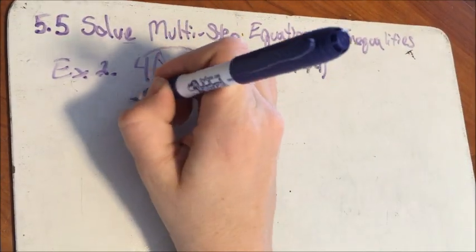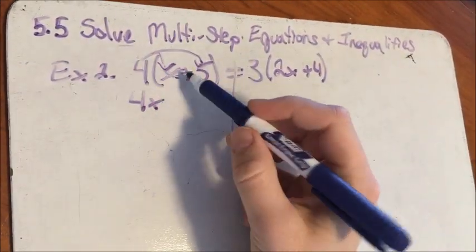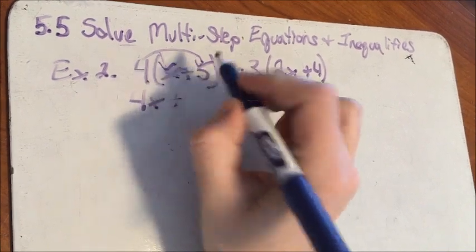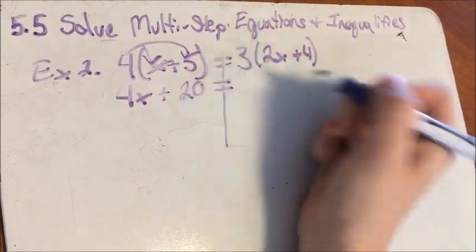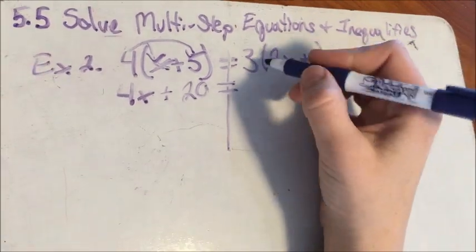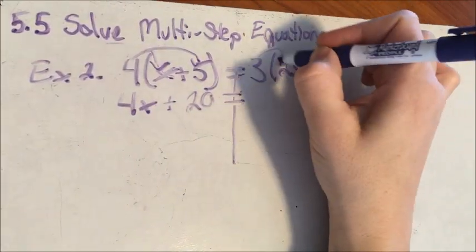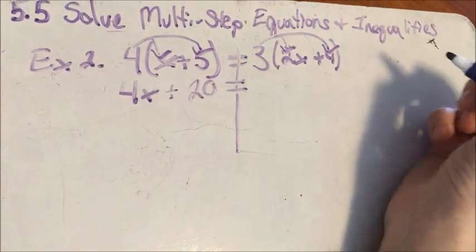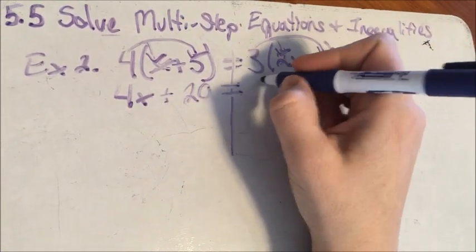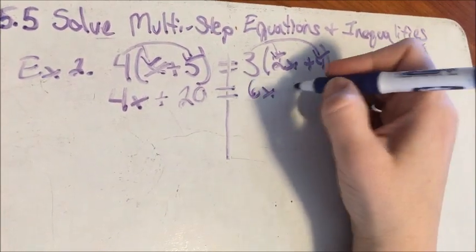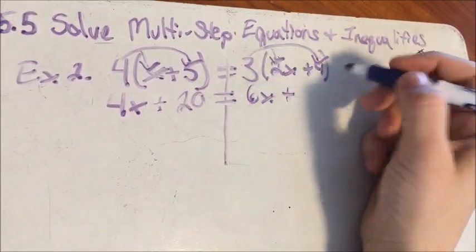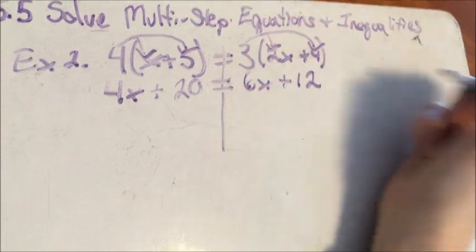4 times x is 4x. Bring down the plus sign. 4 times 5 is 20. The equal sign stays in the middle. Now I have to do the same thing over here. Distribute your 3. 3 times 2x is 6x because 3 times 2 is 6. Bring down the plus sign. 3 times 4 is 12.